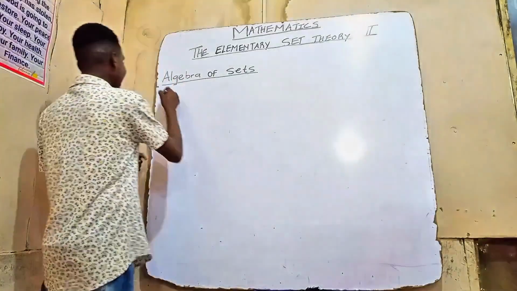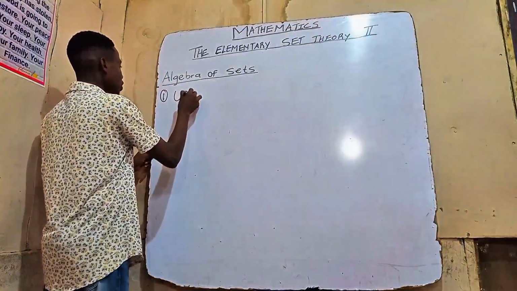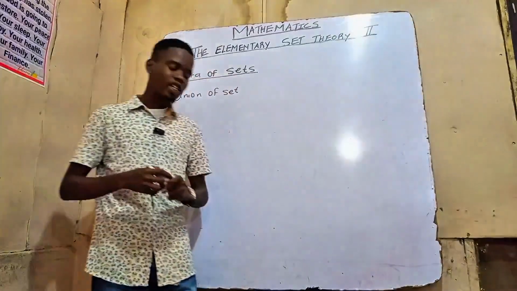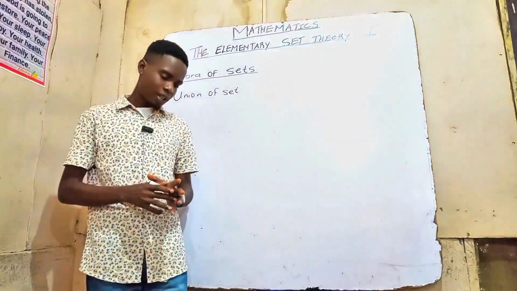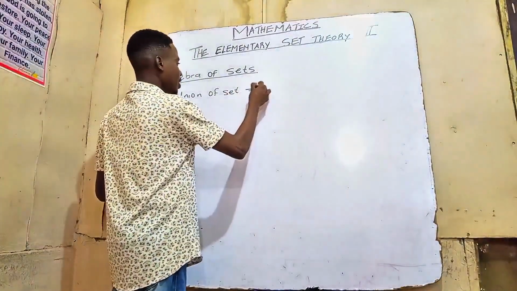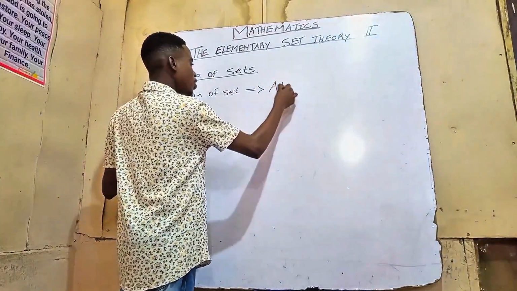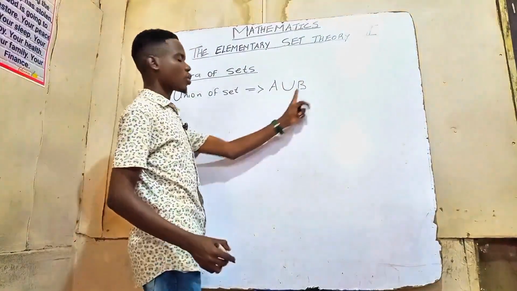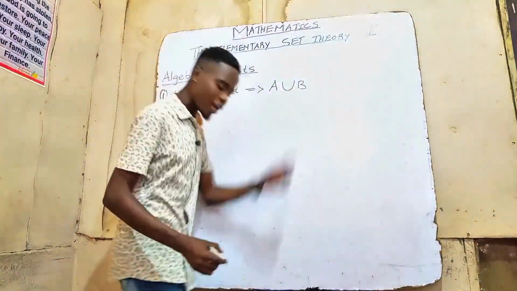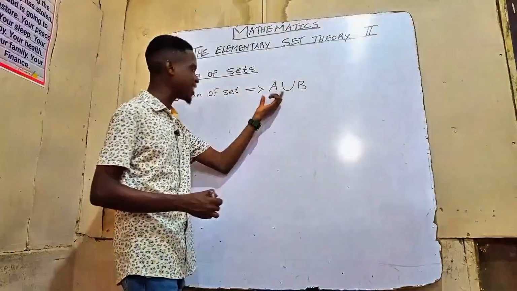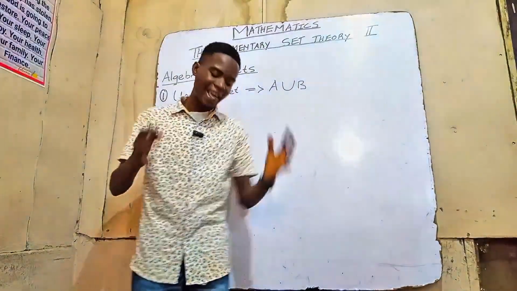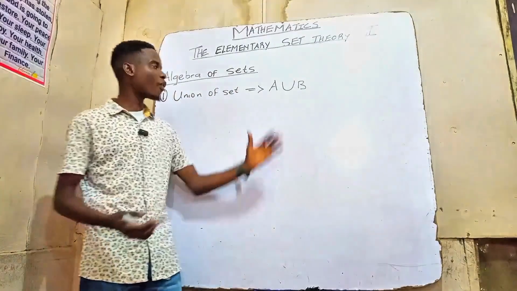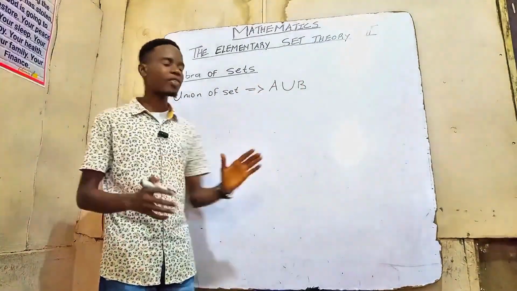Now let's start with the first one, the union of sets. Let's say the union of two sets, A and B, is denoted like this: A union B. It's more like a U, but it's not a perfect U, more like a C that is upward. So the union of two sets, A and B, is a set which contains all the elements combined in either set A or set B. The combination of all the elements in A and B is what we refer to as a union.